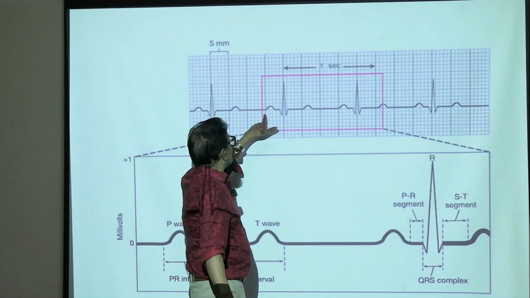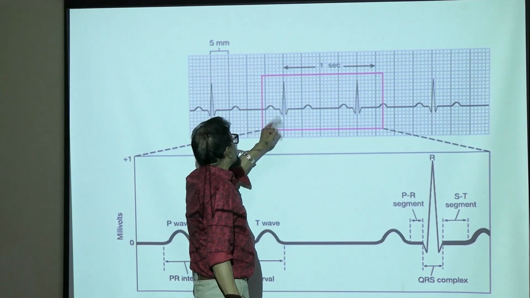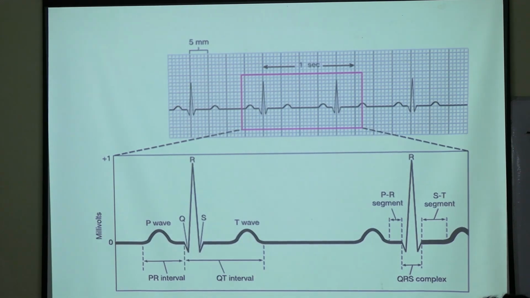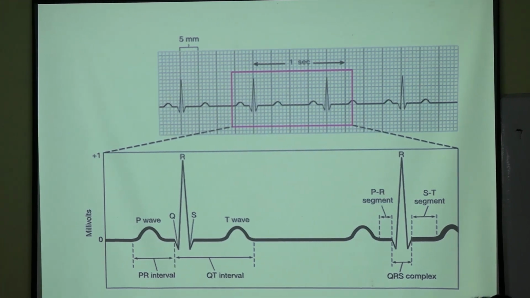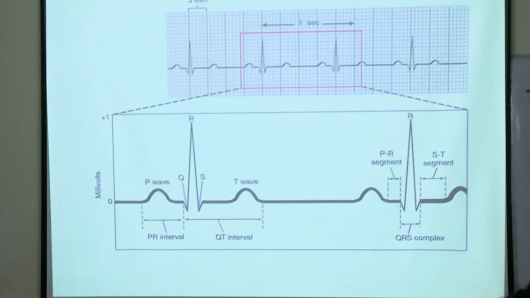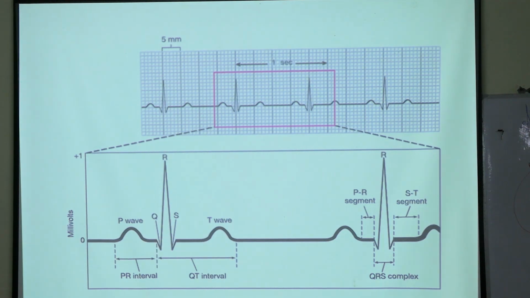Now you tell me, what is the value of the PR interval? Starting from P to the beginning of Q. I am telling PR, not PQ. But you will be measuring up to Q if Q is available, at the beginning of Q, not R. When Q is absent, then to the beginning of R. Understood? Is that clear? Okay. So in that way, you can determine the amplitude and duration of various waves.